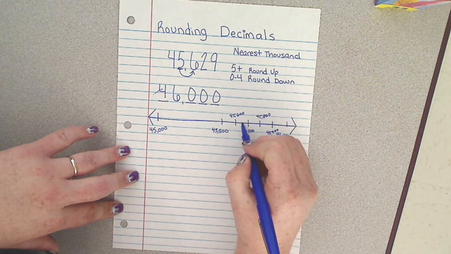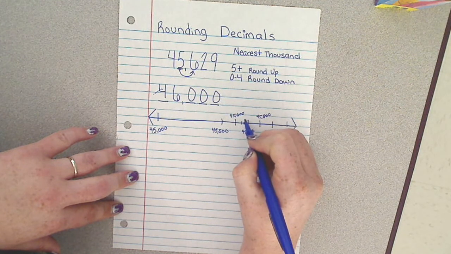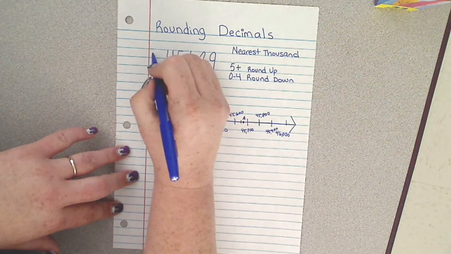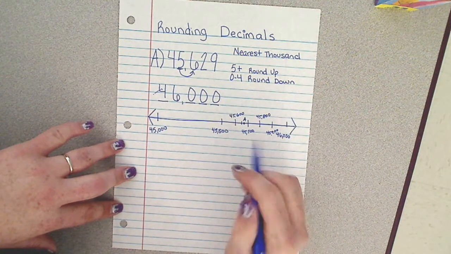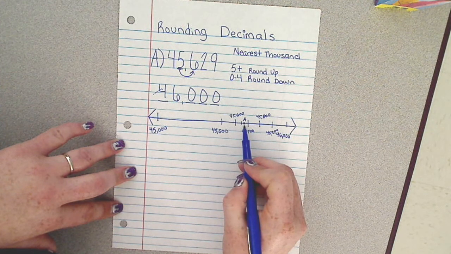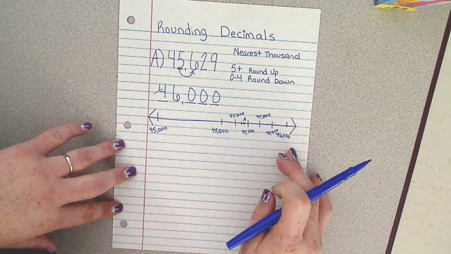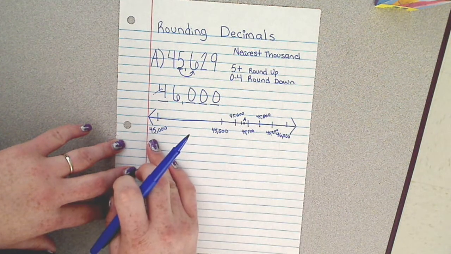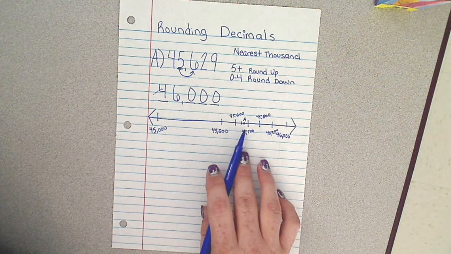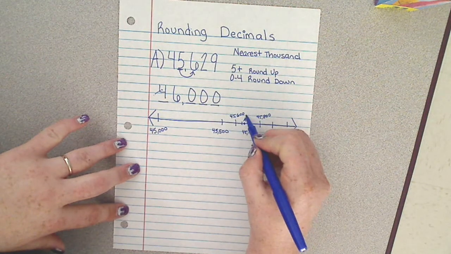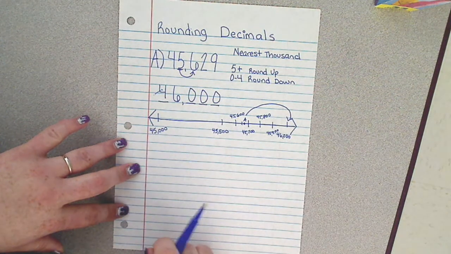Now I'm going to come in and I'm going to label, because 45,629 is just a little over halfway. So if I mark that halfway point, I'm going to go up just a little bit more and mark my A as 45,629. Now looking at this spot, I need to decide, is 45,629 closer to 46,000 or 45,000? If I know that 45,500 is my midpoint and my number is after it, that means that I'm going to round to the next thousand, which is exactly what we got here.